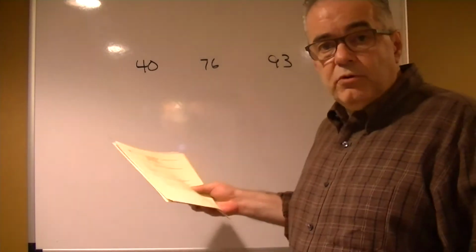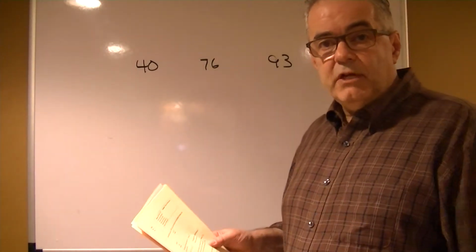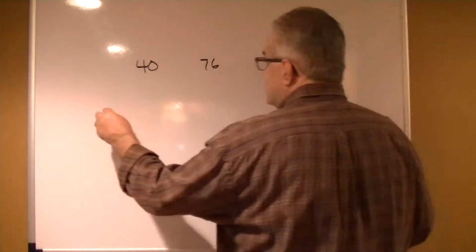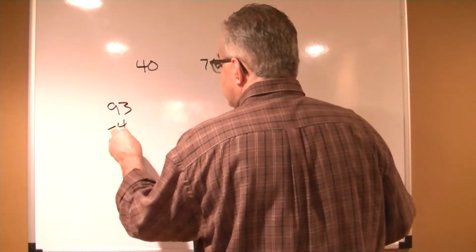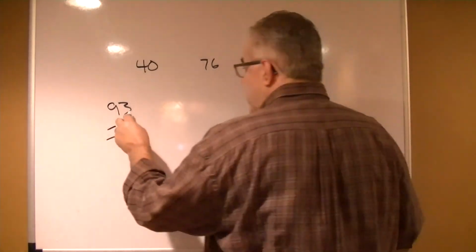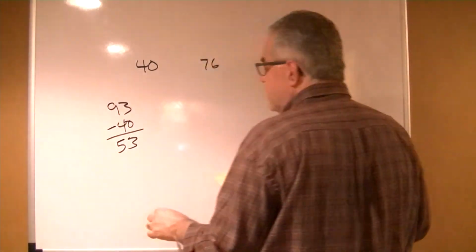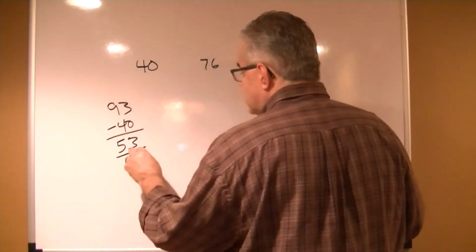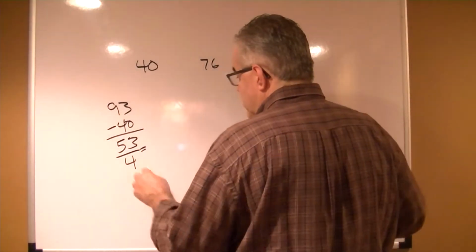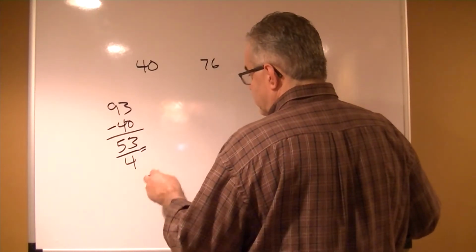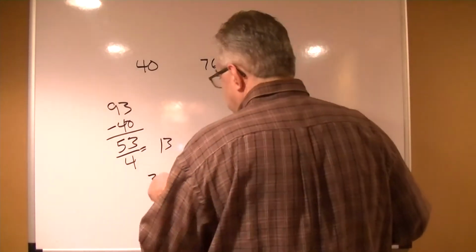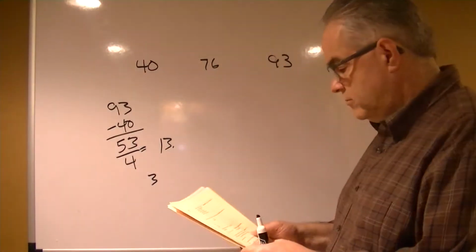I could do the range rule of thumb on that and compare it to these numbers here. Let's try that. Highest value is 93 minus the lowest value, which is 40. That would give us the range, which is 53, and divide that by 4 using the range rule of thumb. 53 divided by 4 is 13 point something.